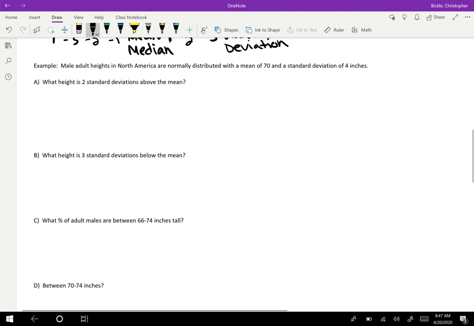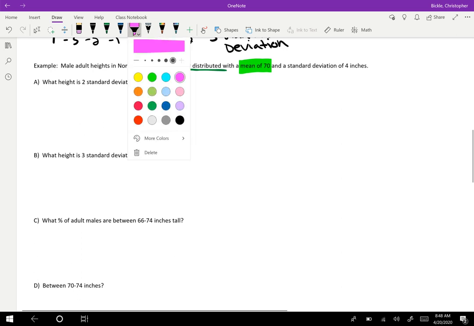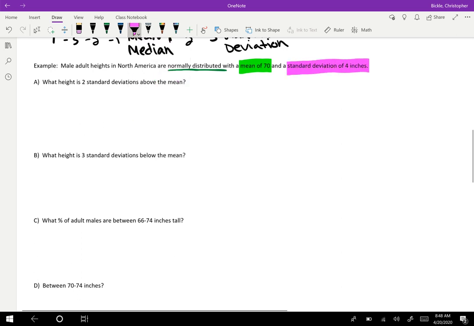So they tell us that male adult heights in North America are normally distributed. So that tells you that we're going to use the normal distribution. They give us 2 values here. They told us that the mean is 70. They told us that the standard deviation is 4. So I want to use that same notation that we used in the last lesson. I know X bar, or my mean, is 70. I know sigma, or my standard deviation, is 4.